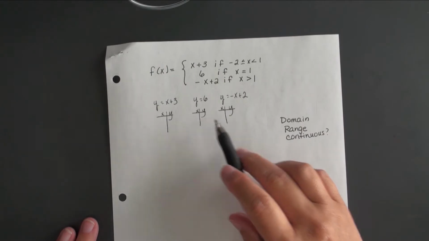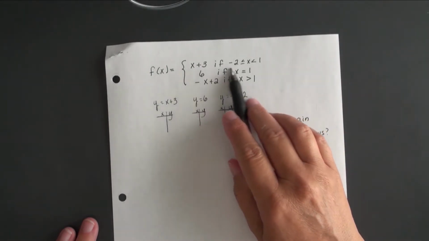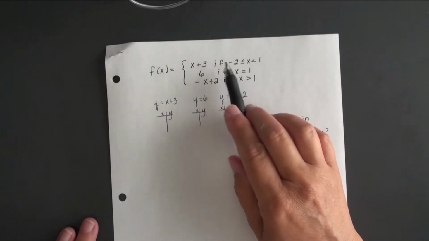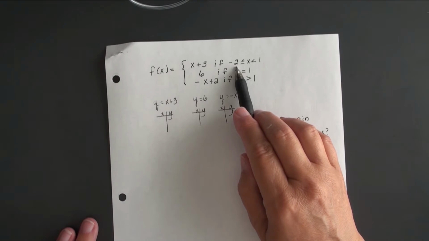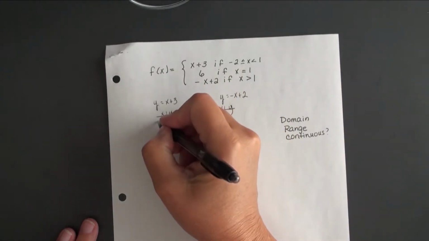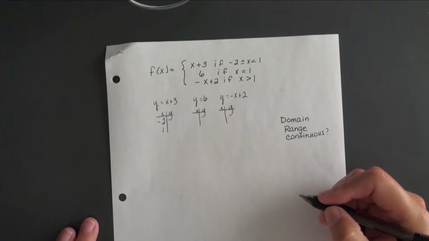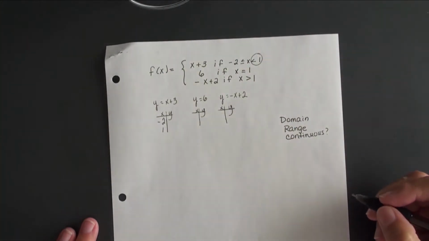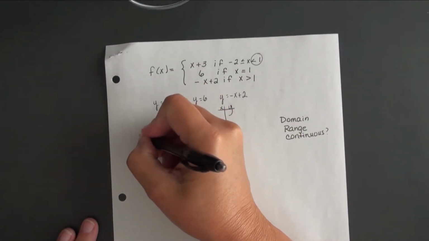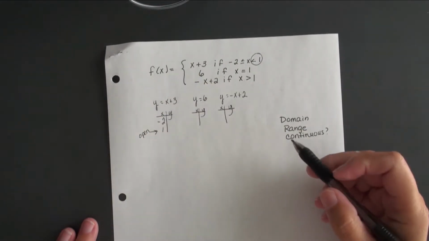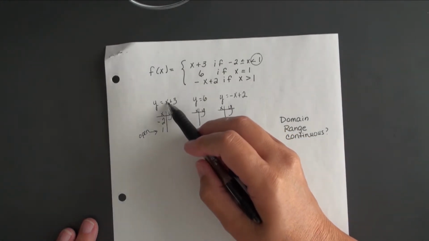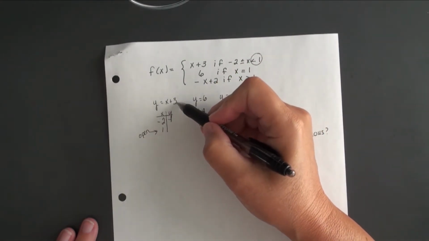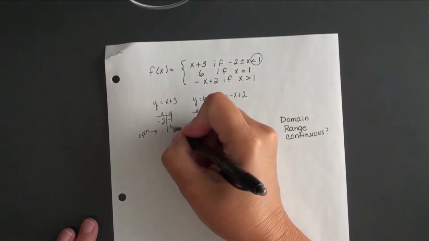Okay, so if I look at my intervals here, I see that the x plus 3 equation has to be between negative 2 and 1. So I'm going to use those two numbers. And I also recognize that at the 1 we're going to have an open circle. So let's calculate those values. Negative 2 plus 3 is 1, and 1 plus 3 is 4.